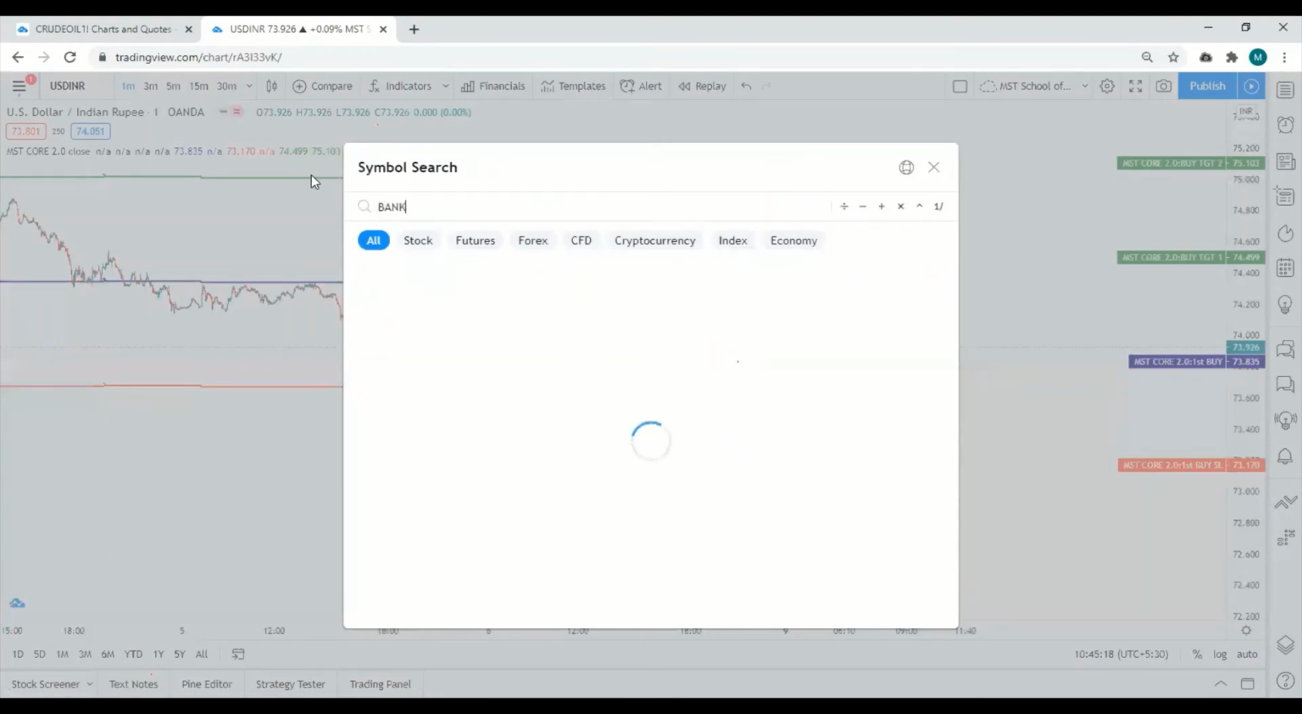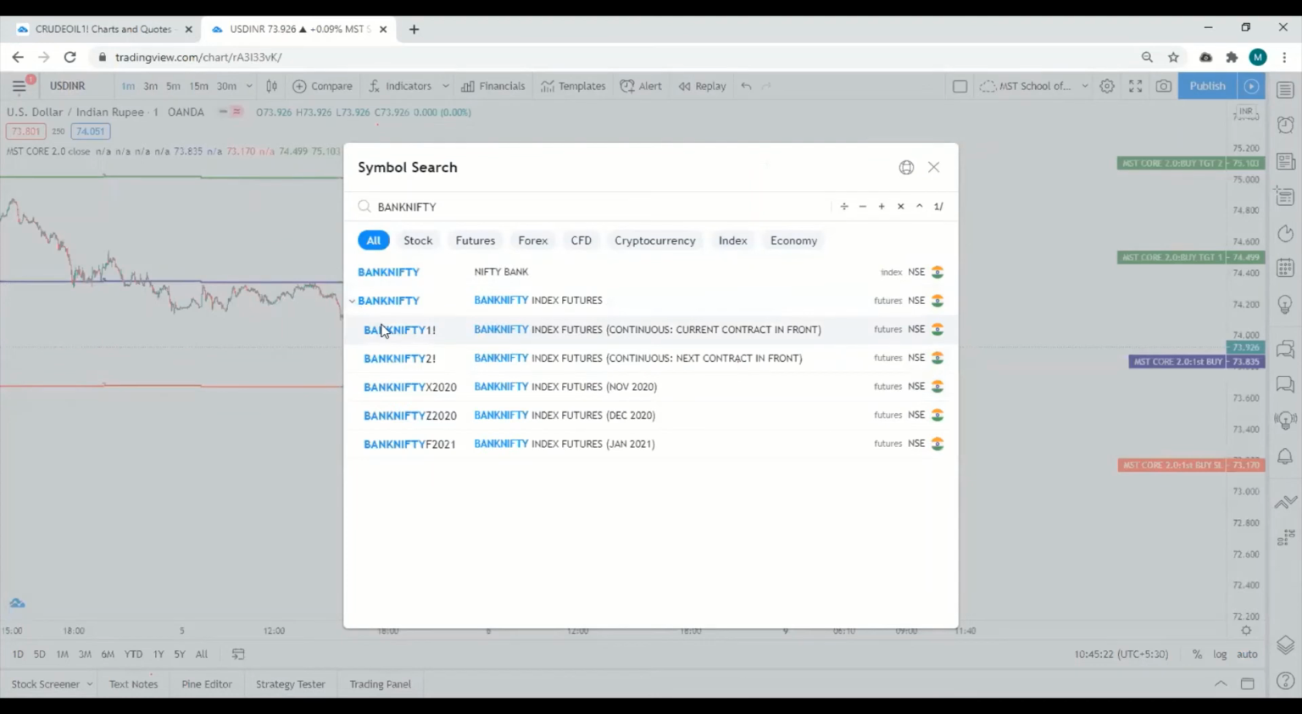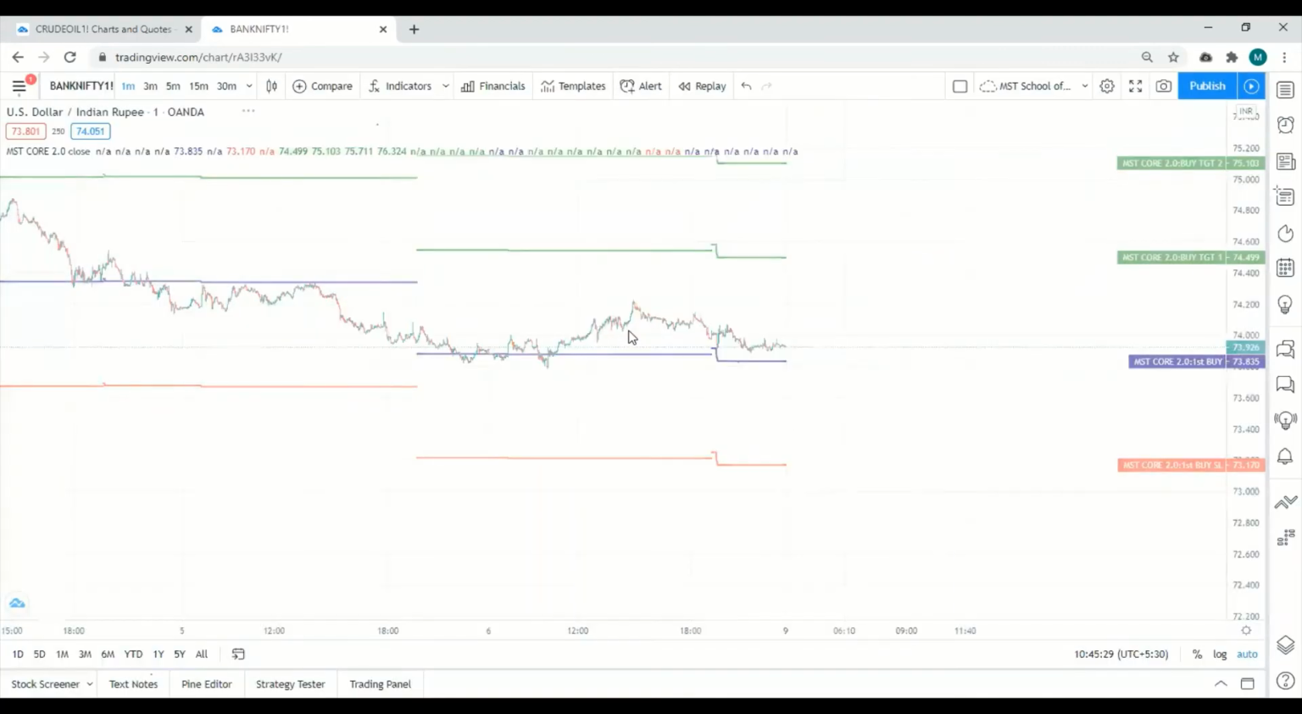You asked for Bank Nifty, no? I will select this Bank Nifty. I will show you, this is features. Here it is mentioned, features. This is index. Whichever you want, you can select.